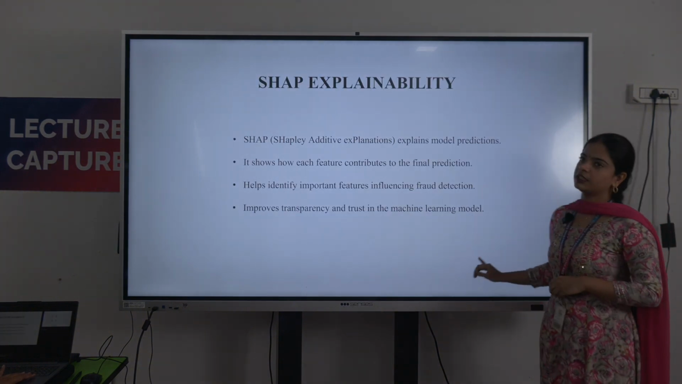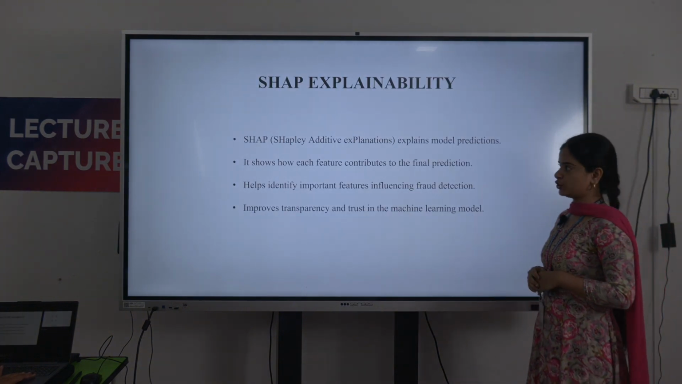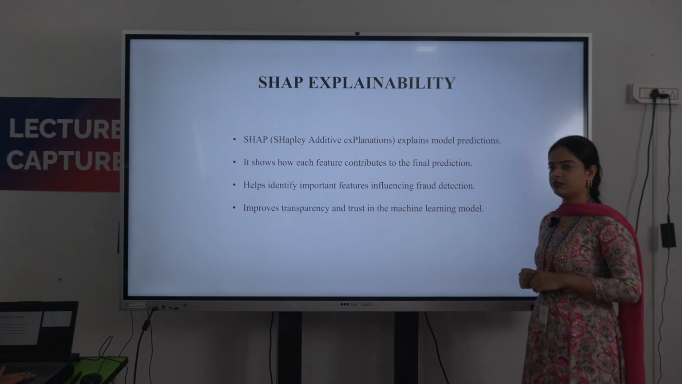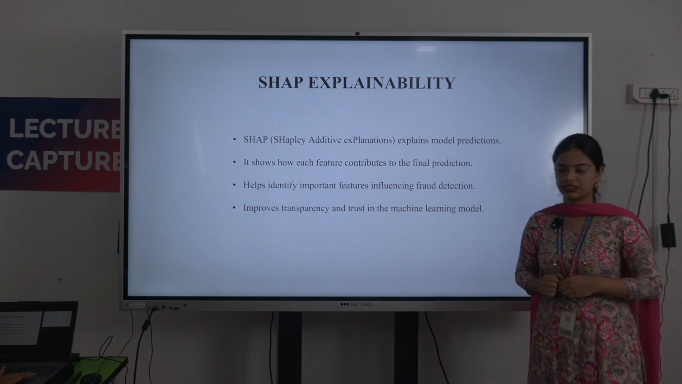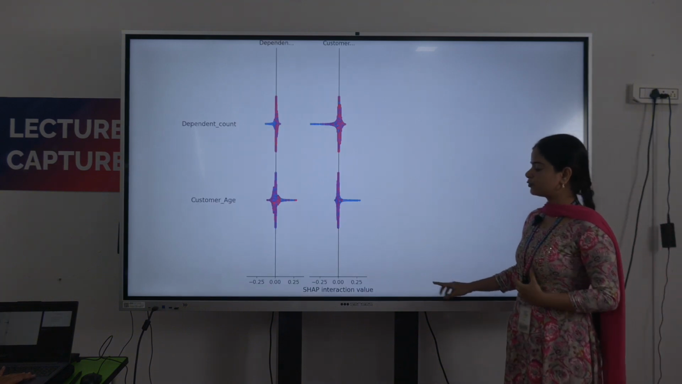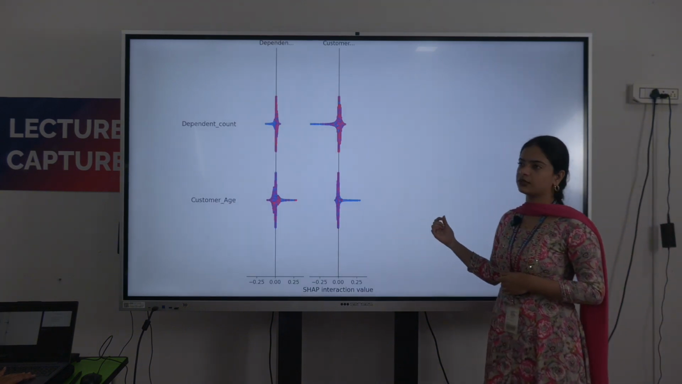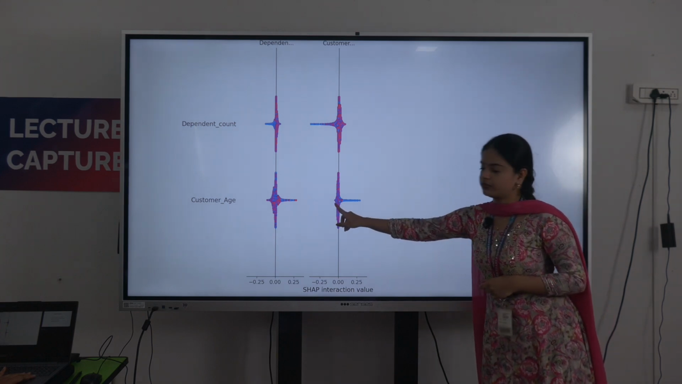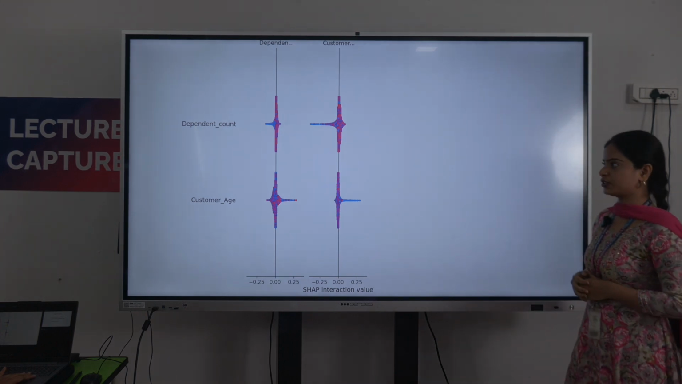And then SHAP explainability is a very important part of our project, because SHAP means Shapley Additive Explanations. It is based on game theory. This offers interpretability in our project. This is the output graph of SHAP. The output towards the right represents normal transactions, and the output towards the left represents the fraudulent transactions happening.